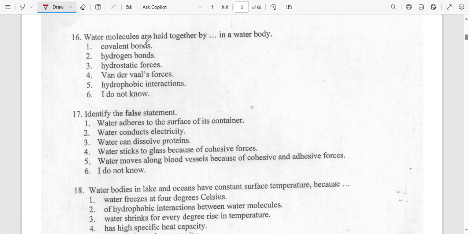Water molecules are held together by dash in a water body. What holds water molecules? So let's say this is one water molecule, another water molecule. What do you think is going to hold these water molecules together? Any idea? So water molecules are held by hydrogen bonds. That is what holds them. That is going to be the answer.